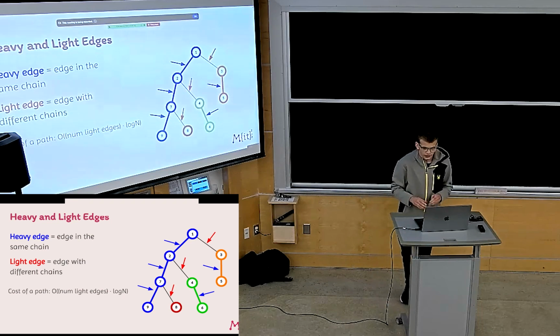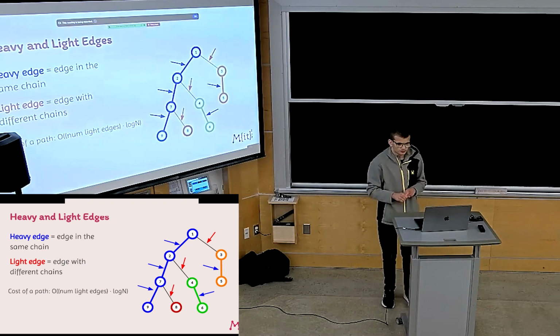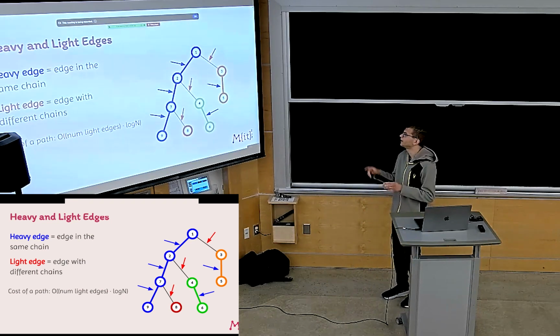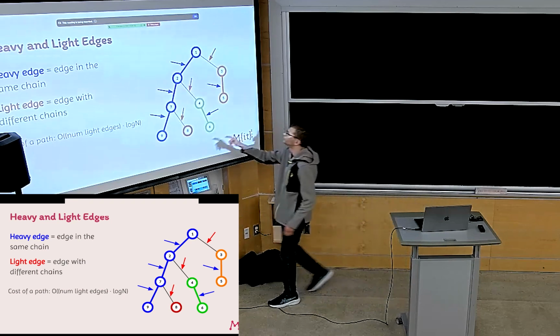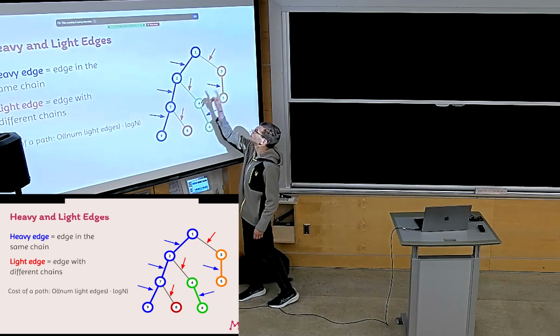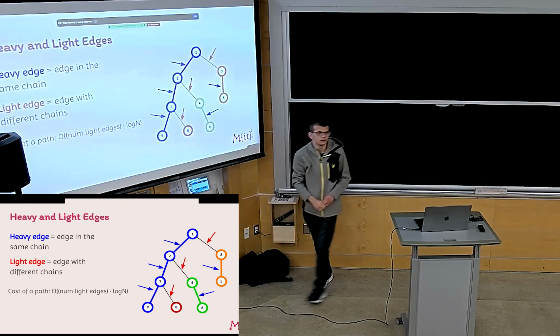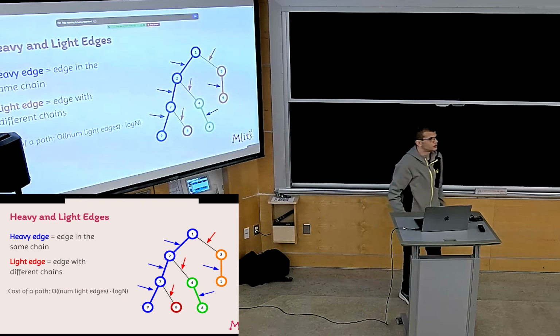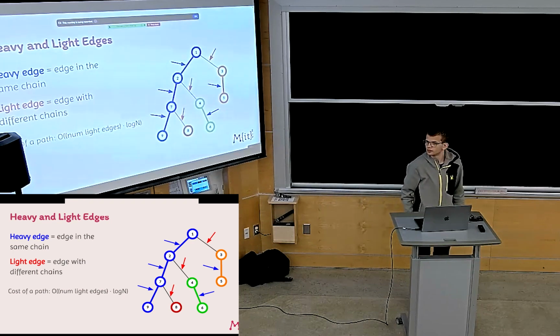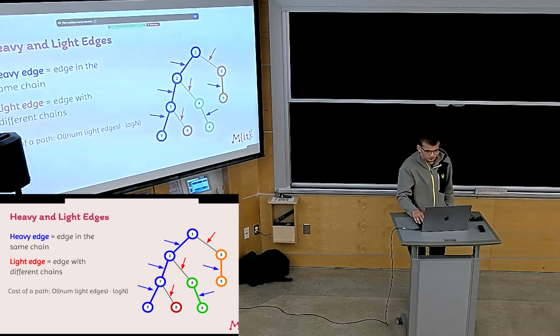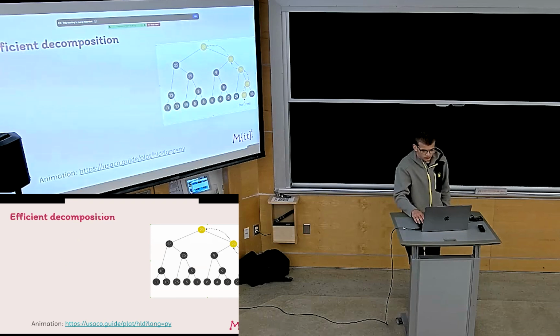So we want to find a way to make sure that any path from an arbitrary node to the root only contains a small number of light edges. Any questions so far? Okay.